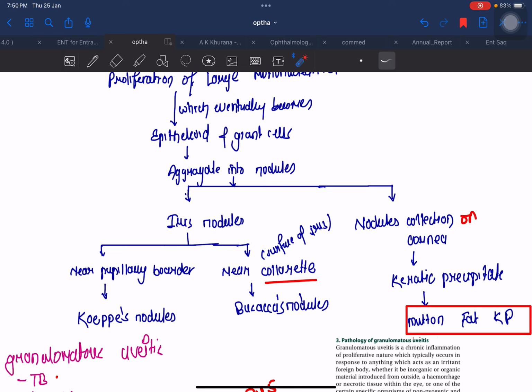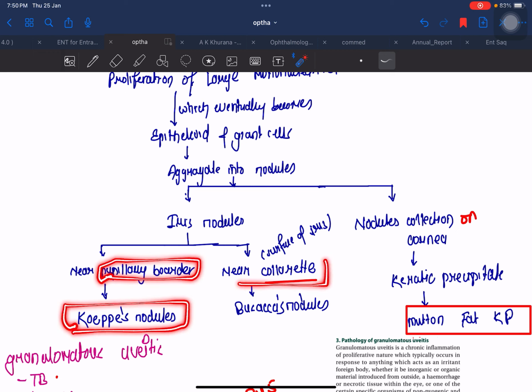Now, iris nodules: where are these nodules collected in the iris? Near the pupillary border, right? If they are present near the pupillary border, then we call it Koeppe's nodule. And if they are present near the collarette or the surface of the iris, then we call it Busacca's nodule.